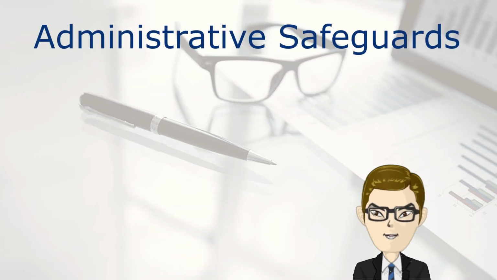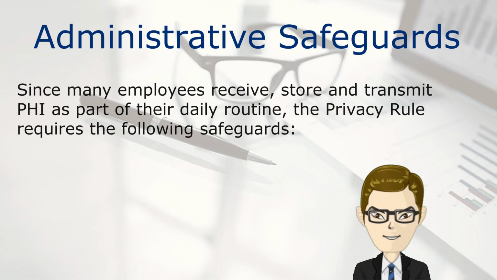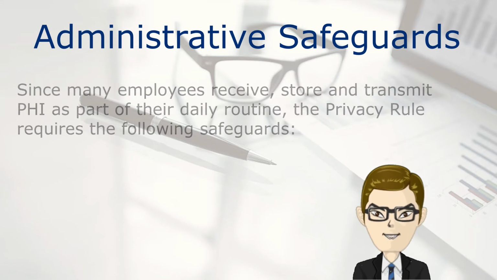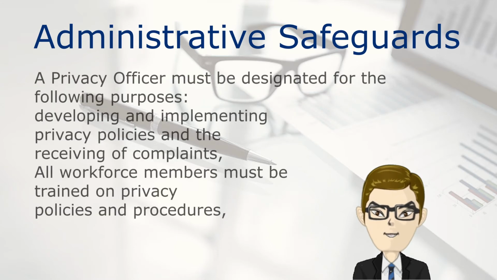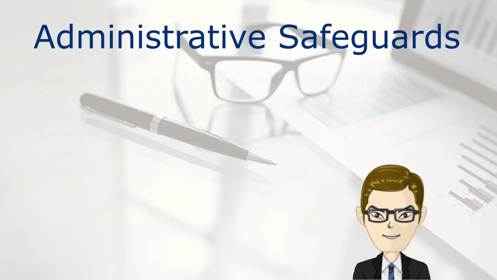Now let's move on to administrative safeguards. Since many employees receive, store and transmit PHI as part of their daily routine, the privacy rule requires the following safeguards. A privacy officer must be designated for the following purposes: developing and implementing privacy policies and receiving complaints. All workforce members must be trained on privacy policies and procedures.